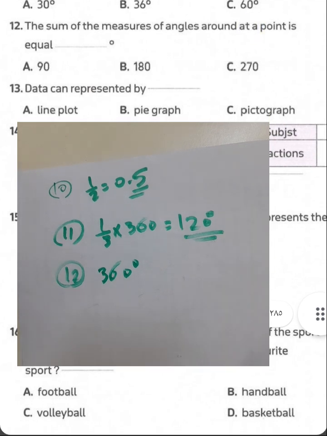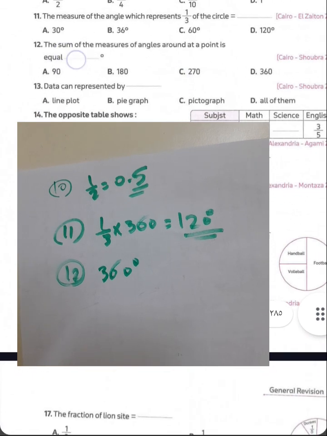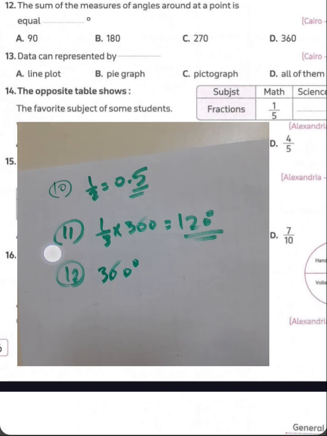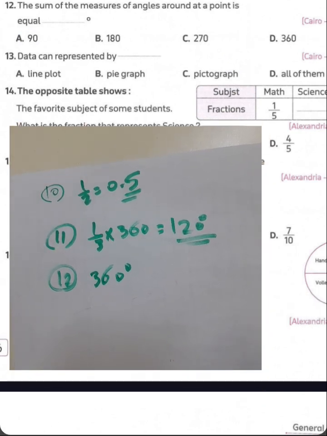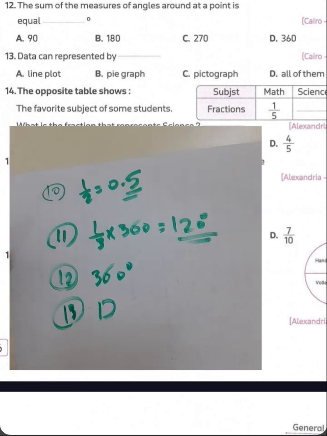Question 13. Data can be represented by what? We can represent data by line plot, bar graph, pictograph, all of them. Choose letter D for question 13. We can use a line plot, bar graph, or pictograph, any of them, to represent the data.